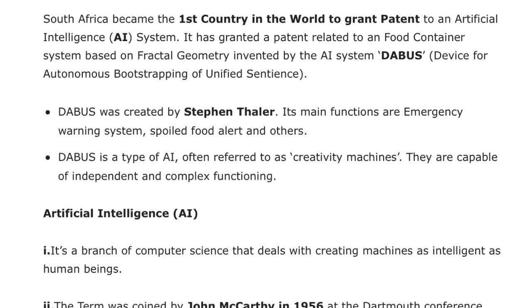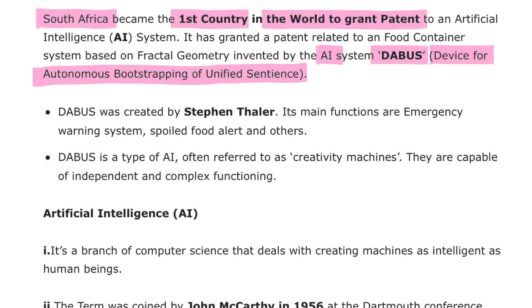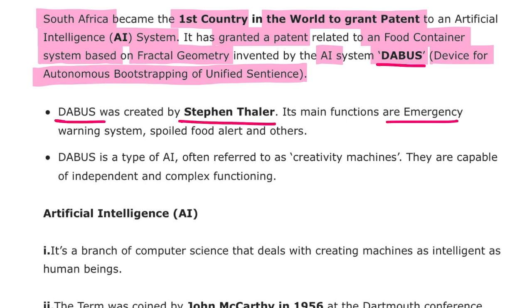Here you should also know the name of the AI that developed the invention which has the patent. It is DABUS, the name of the AI system, and the full form of DABUS is Device for the Autonomous Bootstrapping of Unified Sentience. South Africa became the first country in the world to grant a patent to an artificial intelligence system. It granted a patent related to a food container based on fractal geometry, invented by the AI system named DABUS. DABUS was created by Stephen Thaler. Its main functions are emergency warning systems, spoiled food alerts, and others.